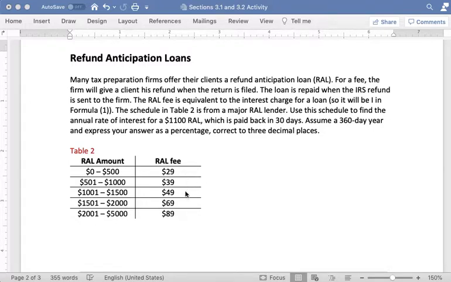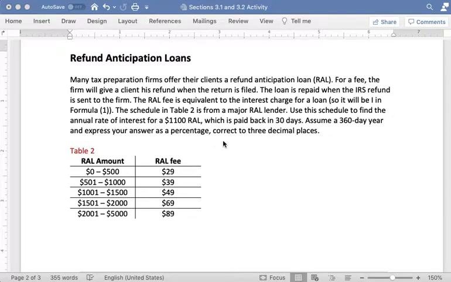So here is the schedule. The amount that you pay, the fee that you pay, depends on what your refund anticipation loan amount is. So we're going to find the annual rate of interest for a $1,100 refund anticipation loan. So you find out that you're getting a $1,100 refund. You say, great, I'll take it today. I'll go buy my new TV. And then it's going to be paid back in 30 days. So we're using a 30-day time period here, and assuming the banker's 360-day year.